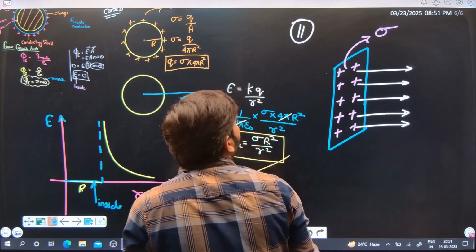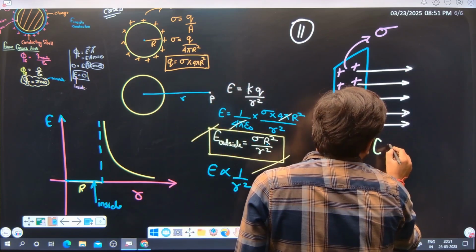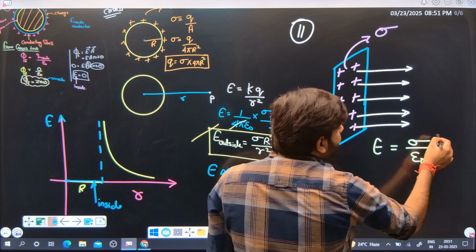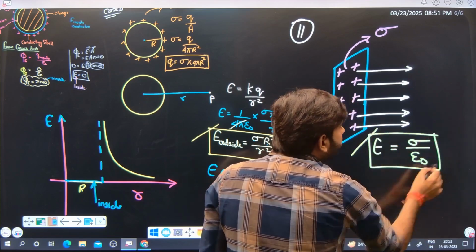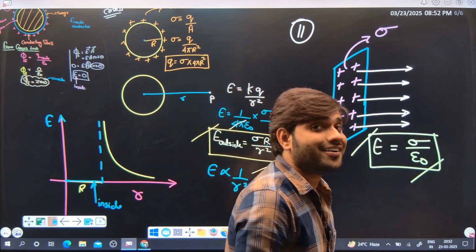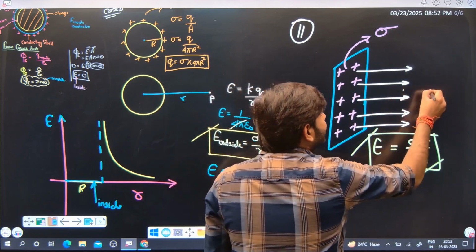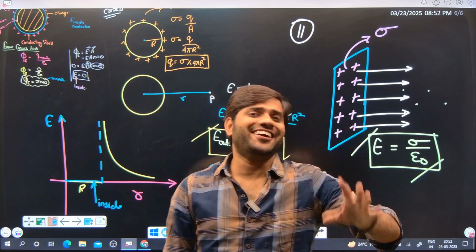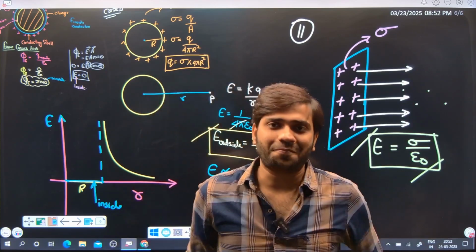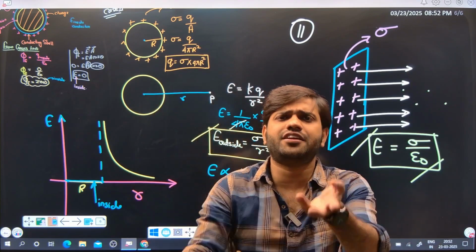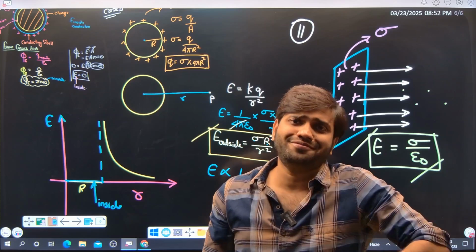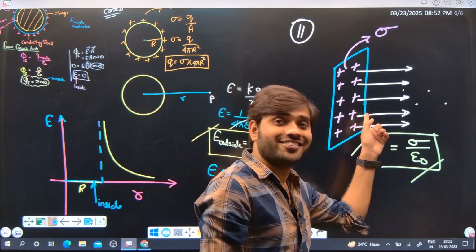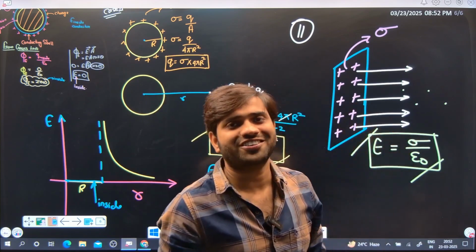So I am just giving you the answer. The electric field due to a plane charge sheet is sigma upon epsilon naught. So we can see that it is independent of r. It means here, there, anywhere, the electric field is uniform. Yes, here, there, anywhere, the electric field is constant, it means uniform. So the electric field is uniform due to a plane charge sheet. Yeah, I am telling you the truth.